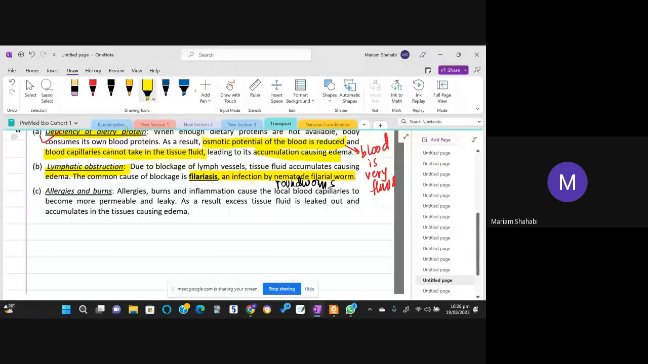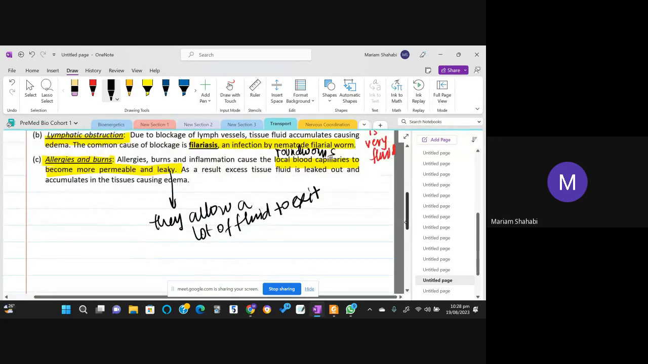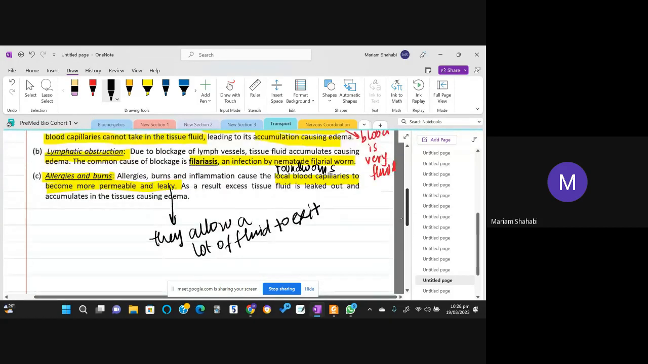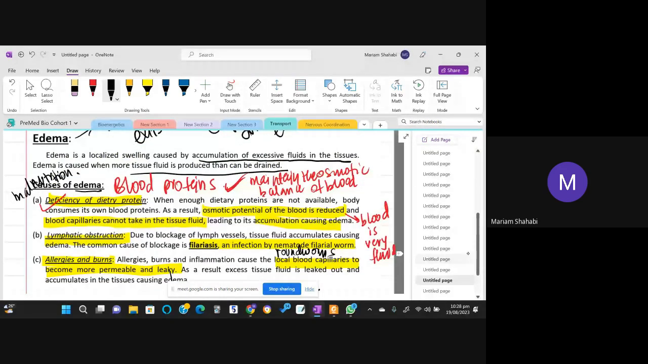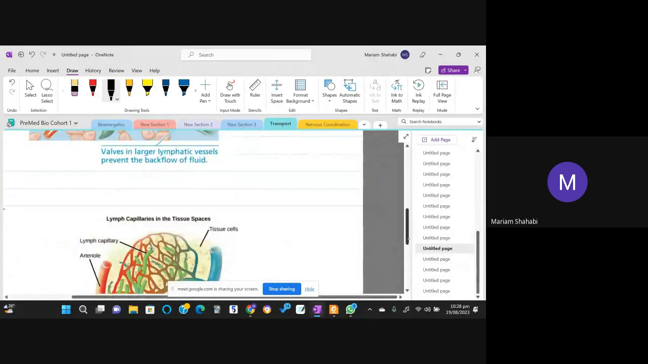Allergies and burns में भी होता है. So basically, whenever allergies and burns occur, the local blood capillaries will become very permeable and leaky. इसका मतलब ये हुआ कि they allow a lot of fluid to exit. जब वो बहुत सारा फ्लूइड निकलने देंगी तो ऑब्वियसली टिश्यू फ्लूइड ज़्यादा एक्यूमुलेट होगा, तो एलर्जीज में, बर्न विक्टिम्स में भी यू विल बी एबल टू सी एडीमा. तो दैट वाज एडीमा. क्या था नेक्स्ट?